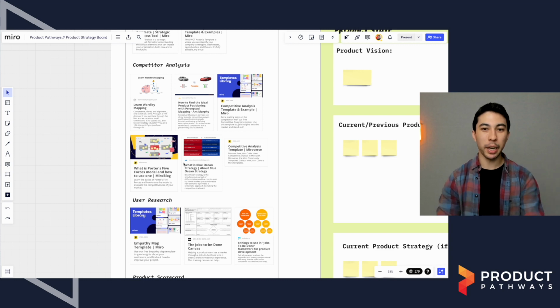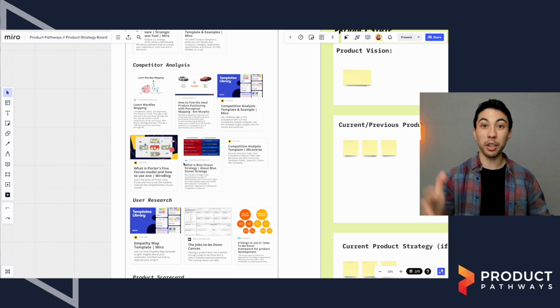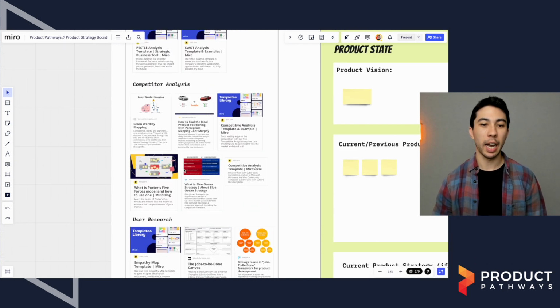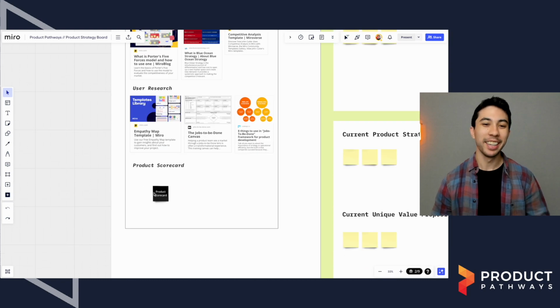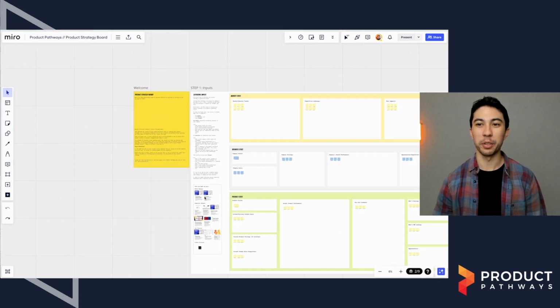For a lot of these templates, I tried to find Miro templates as much as possible, so you can basically just click on it and add it straight into the template. Here are some for user research, and a product scorecard, which will be in there. It's just a placeholder for now, but it'll be in there on the final version.